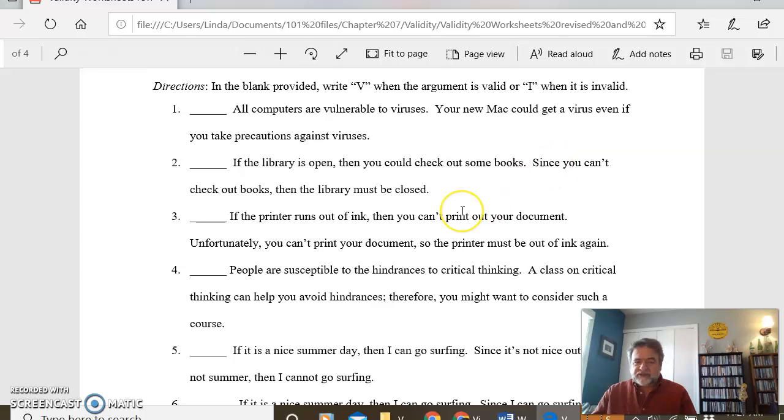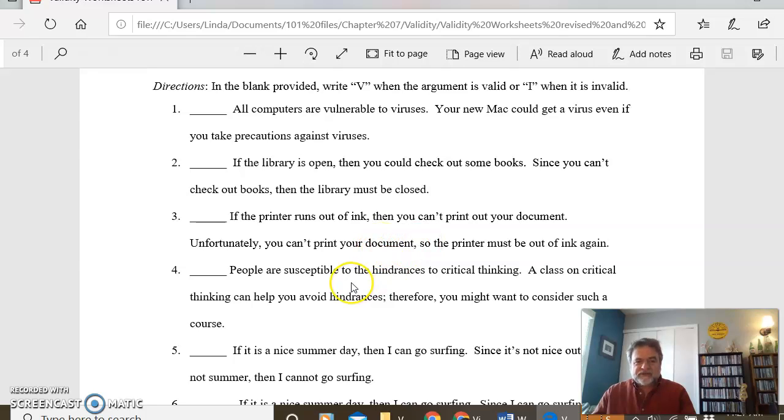You can't check out books, so the library must be closed. Number 3 is invalid. If a printer runs out of ink, you can't print your document. Unfortunately, you can't print, so your printer must be out of ink again. It's invalid, affirming the consequent.